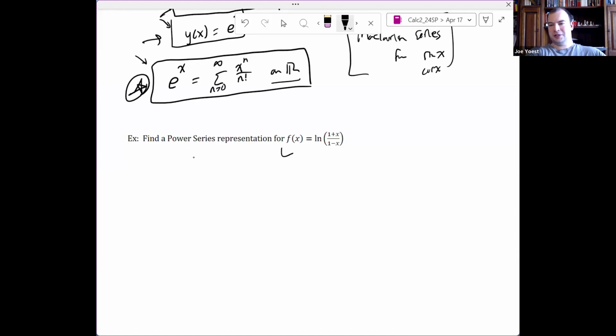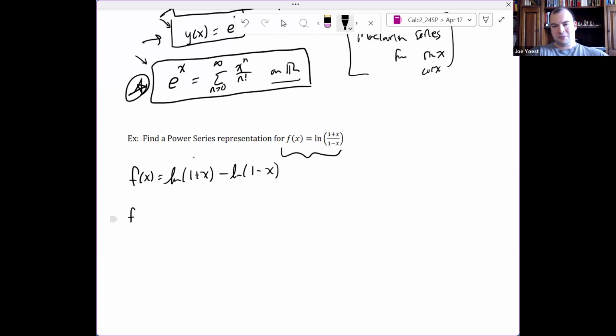Find a power series representation for this function, log of (1 plus x) over (1 minus x). Here, I suppose we could try to do something directly with the log, but that seems like it's going to be pretty messy, right? Log of (1 plus x) over (1 minus x), that doesn't seem like a function that I really want to deal with. But I could rewrite it using a property of logs: the log of the quotient is the difference of the logs.